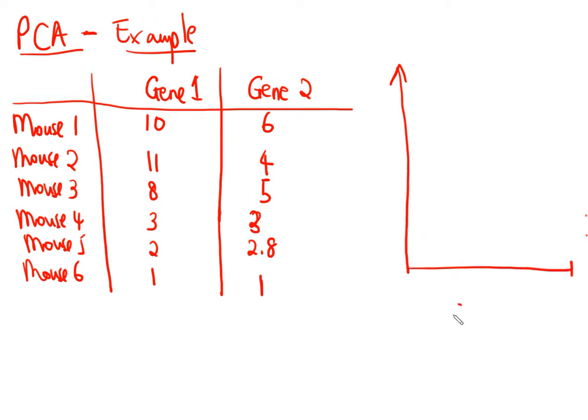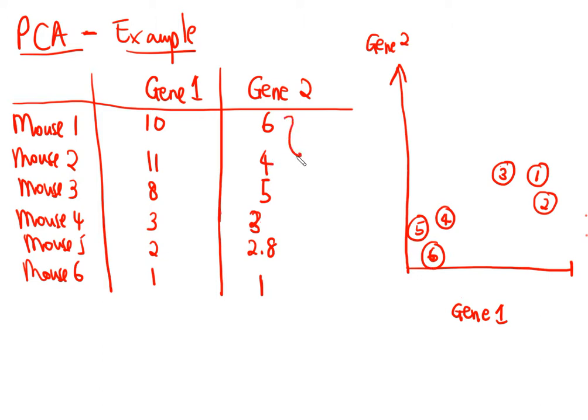The x-axis can be gene 1 expressions, and the y-axis gene 2 expressions. So we're going to say 10 and 6, 11 and 4, and stuff like that. What we're going to see when we plot these is mouse number 3 is there, mouse number 1 is there, mouse number 2 is there, and then here we're going to have mouse number 4, mouse number 5, mouse number 6. Cool, right? Here we can already tell there are relatively 2 clusters.